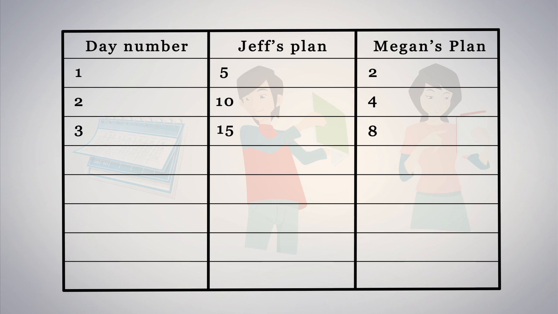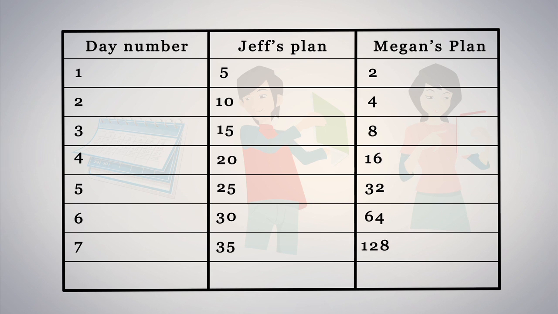Let's look at a table to see how many new people have heard each rumor after a few days have passed. By the end of school on Monday, Jeff's rumor has reached 5 new people, and Megan's rumor has been heard by 2 new people. Whose rumor do you think will reach more people by the end of the school week? How about after the weekend? After 3 days, Jeff's plan has worked better, but after a full week, Megan's plan has reached many more people.